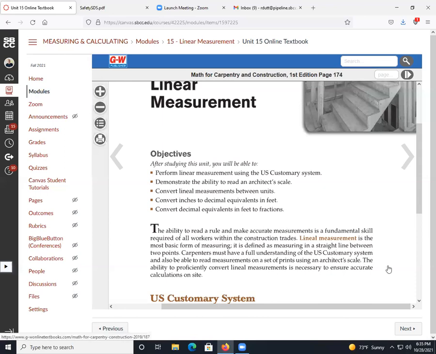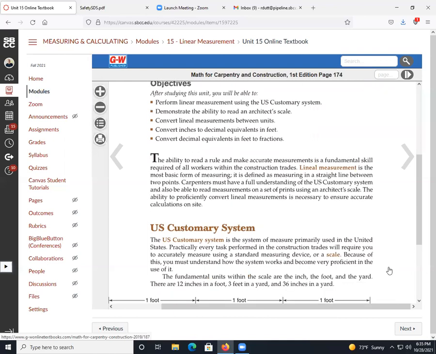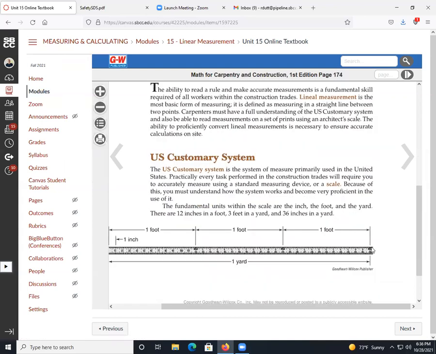The ability to read a rule and make accurate measurements is a fundamental skill required of all workers within the construction trades. As fundamental as it gets. Reading a tape, understanding what you're reading, adding up different dimensions, all this measuring and calculating. Lineal measurement is the most basic form of measuring, defined as measuring in a straight line between 2 points. Carpenters must have a full understanding of the US customary system and be able to read measurements on a set of prints using an architect scale. The ability to proficiently convert lineal measurements is necessary to ensure accurate calculations on site.